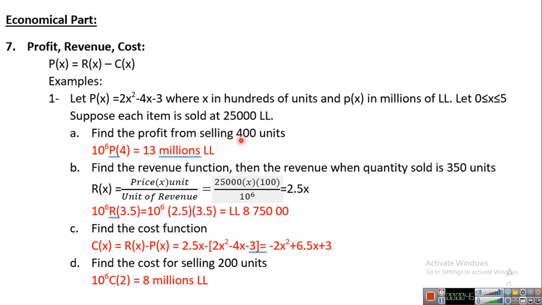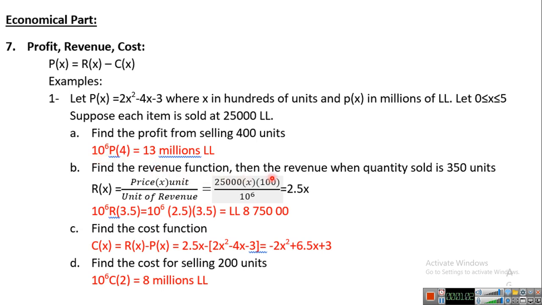400 units, since x is in hundreds, so directly we must divide it by 100. So we do P of 4. And since the profit, revenue, and cost are in millions, we must multiply by millions. So million P of 4, which is 13 million Lebanese lira.